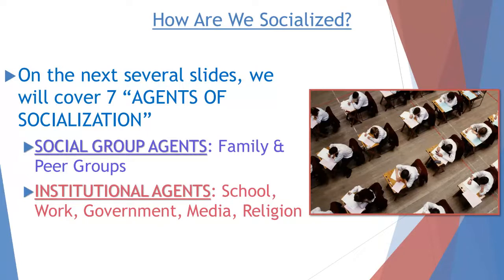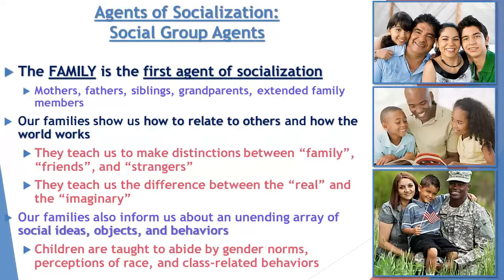So, number one, we're going to start with our social group agents, which are the family and our peer groups. So the family is obviously our first agent of socialization. We're born and then we go home, and who's there with us? Our family or our guardians, our extended family, our grandparents, our siblings. And so these are the people who really orient us to our lives. They show us how to relate to other people. They teach us innumerable lessons about how the world works.